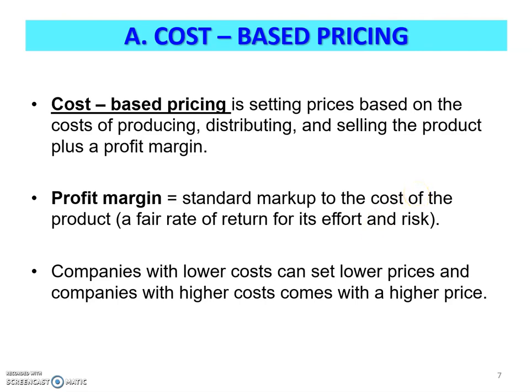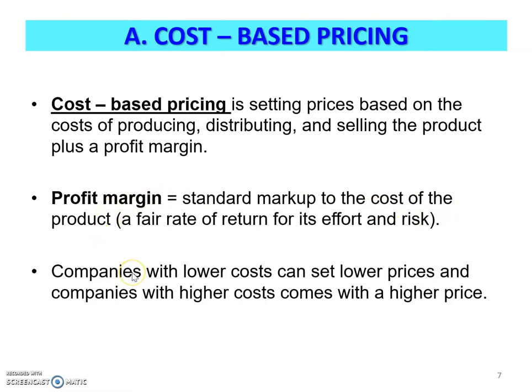It might be people might not be buying, isn't it? There might be disaster. All the risks that we suffer, so those things are the cost. And then we want a little bit more of return, so we call it the profit margin. So it's a standard markup to the cost of the product, right?